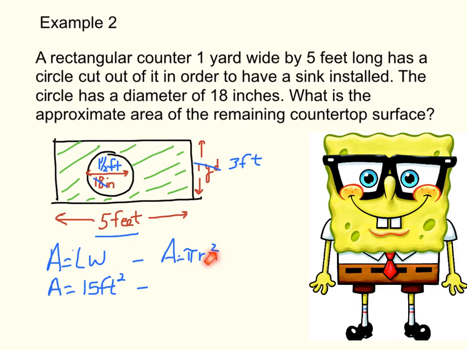So we take 0.75 squared times 3.14, and that gives me an area of the circle of 1.76625 feet squared. We subtract them, 15 minus that decimal, and we get approximately, if we wrote the whole thing down, it would be 13.23375, but we can say approximately 13 and 2/10 or 13.2 squared feet of counter space left.